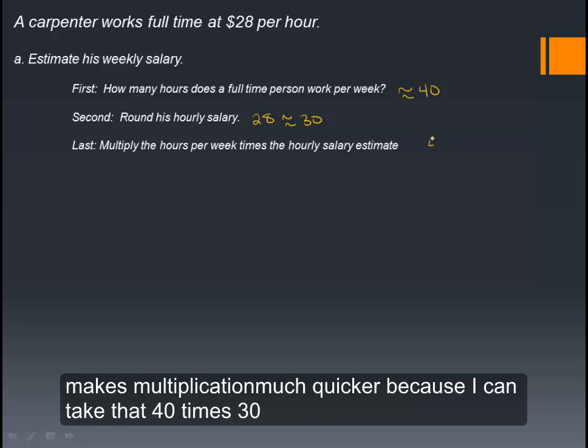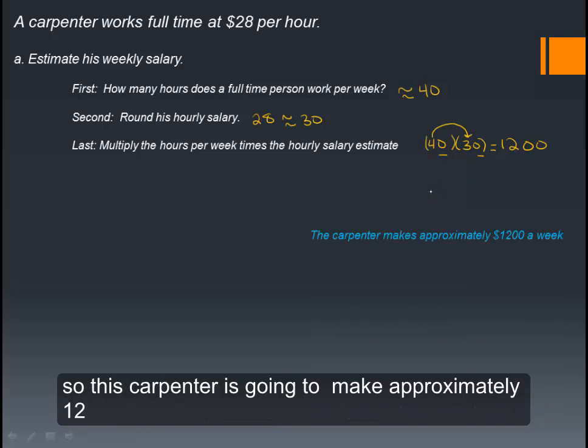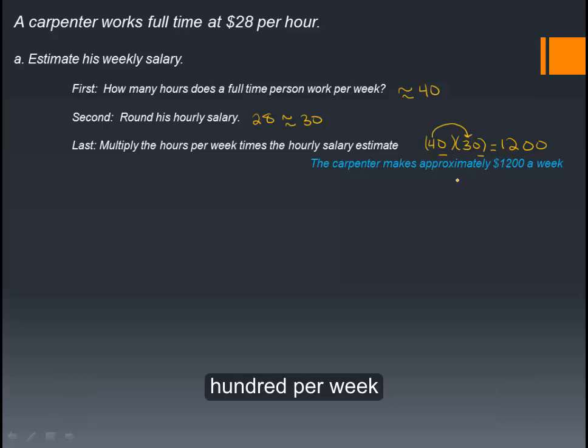Estimation makes multiplication much quicker because I can take that 40 times 30. I multiply 4 times 3 and get 12. And then I count how many zeros there were and put those on the end. So this carpenter is going to make approximately $1,200 per week.